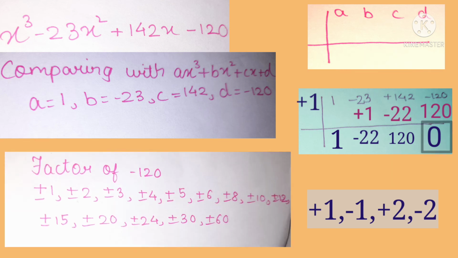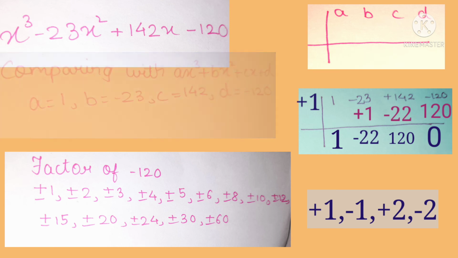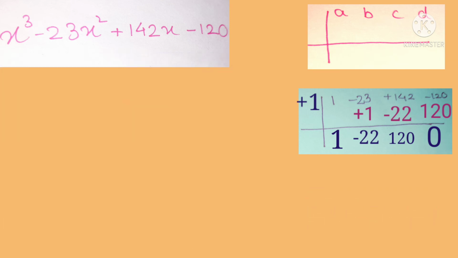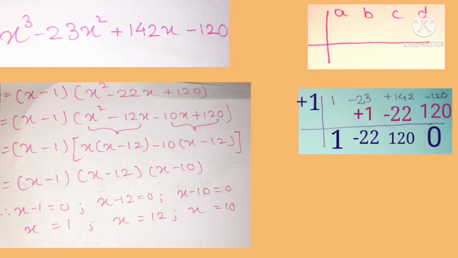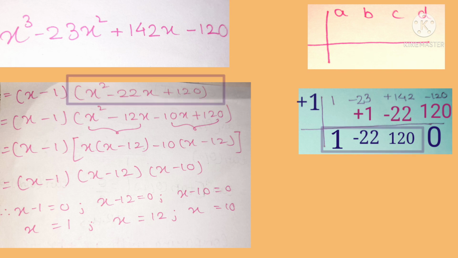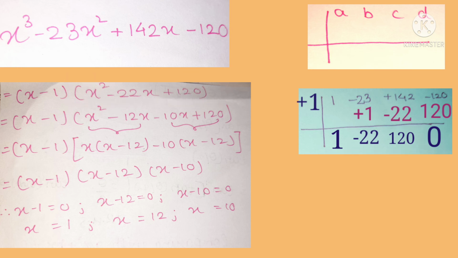of the minus 120. Yes, we need to find the factors of the d term, and we need to use it in place of plus 1, minus 1, plus 2, minus 2. So all I have just mentioned on the screen, we can use if we are not getting the value as 0. Having used the plus 1 term, we need to write x minus 1, and all the terms, that is 1, minus 22, plus 120, we need to write in the quadratic polynomial form, that is x square minus 22x plus 120.